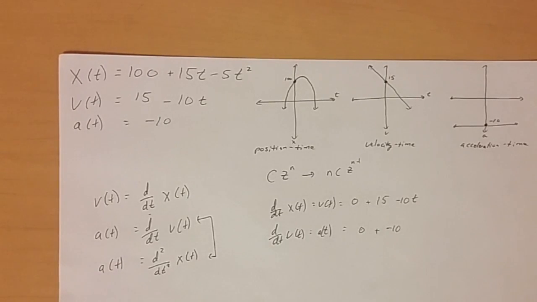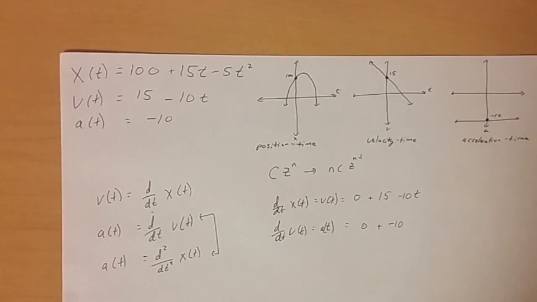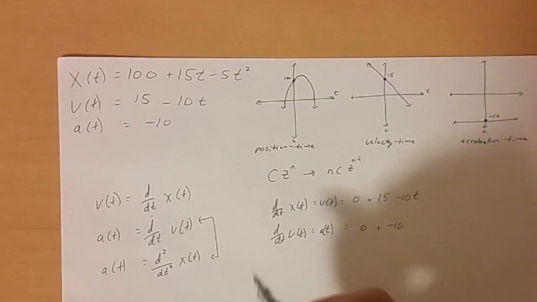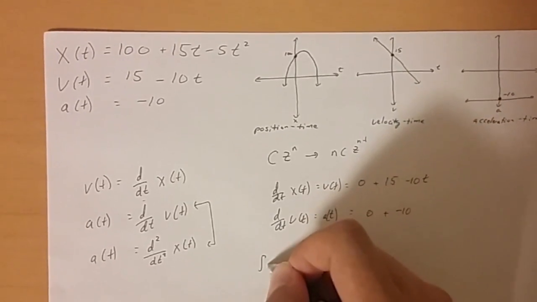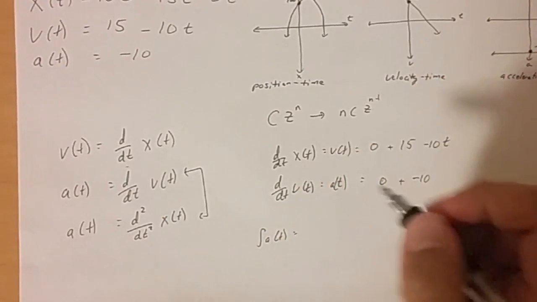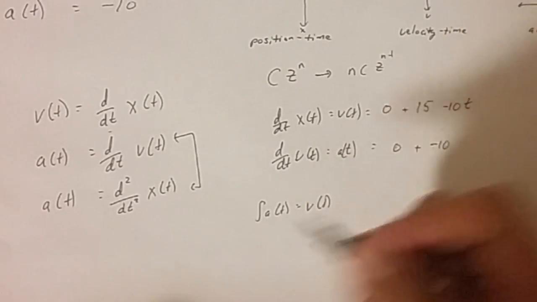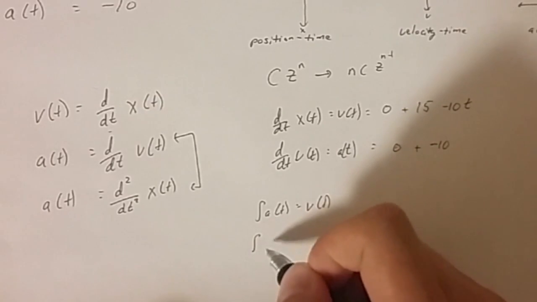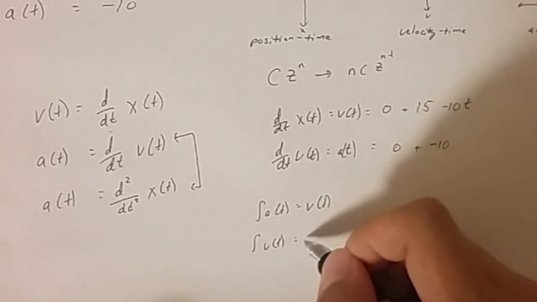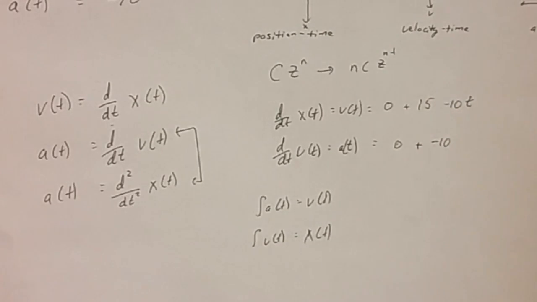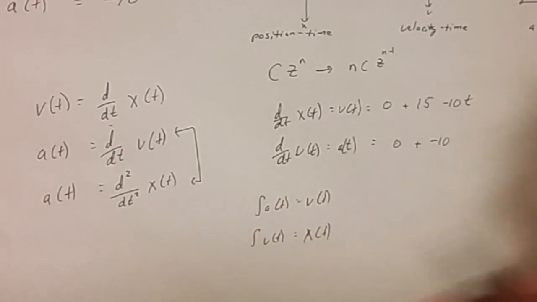Integration is the opposite of a derivative, so basically you go backwards. So the integral of acceleration is going to equal the velocity function, and the integral of velocity is going to equal the position function, more or less. I say more or less because it gets more complicated than that. So let's take a look at it.